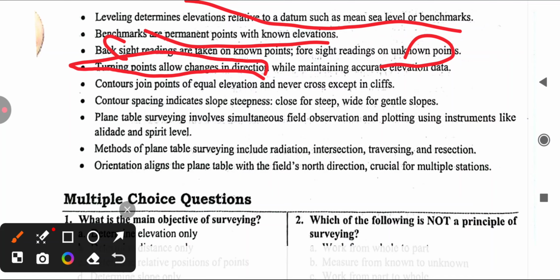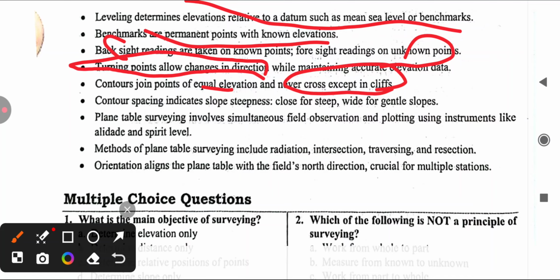Contours join points of equal elevation and never cross except in a cliff. Contour spacing indicates slope steepness: close for steep slopes, wide for gentle slopes.